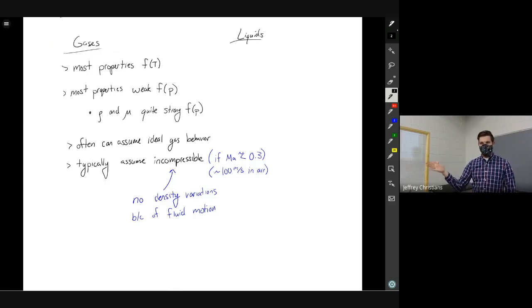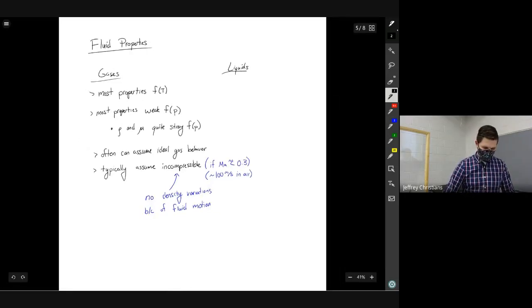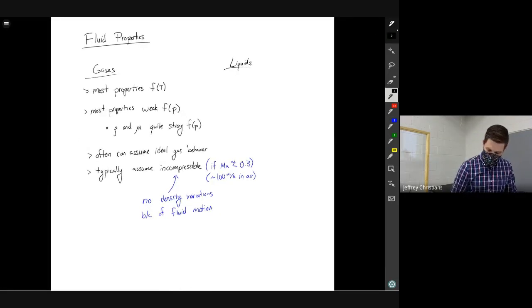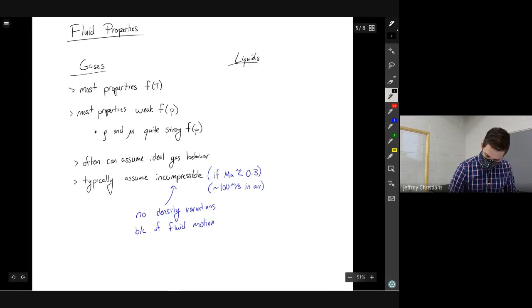Once you get above that, we get close enough to the speed of sound that you actually start to get density variations because of the motion of the fluid. Eventually, when you get to the speed of sound, you get a sonic boom, which is pretty big density variations in the air. We're not going to talk about what's happening in there because it's even more complicated than what we will talk about. But generally, those are some things that we'll use.